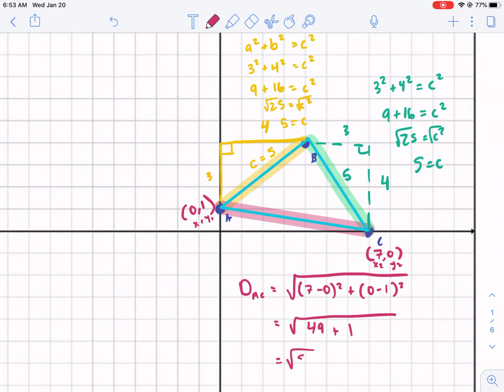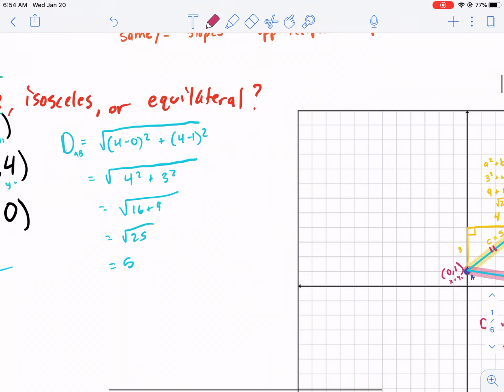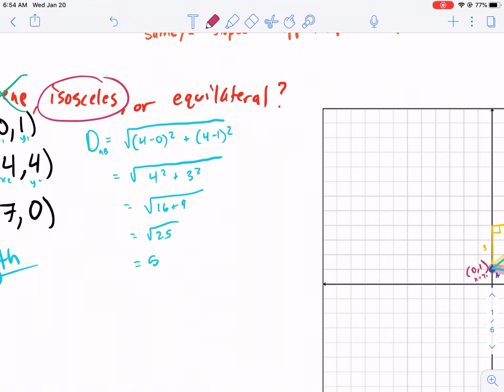So the square root of 50, we already know it's not the same. The square root of 50 is not the same as 5 and 5, so I have two sides that are congruent, so it makes it isosceles. And we're done.